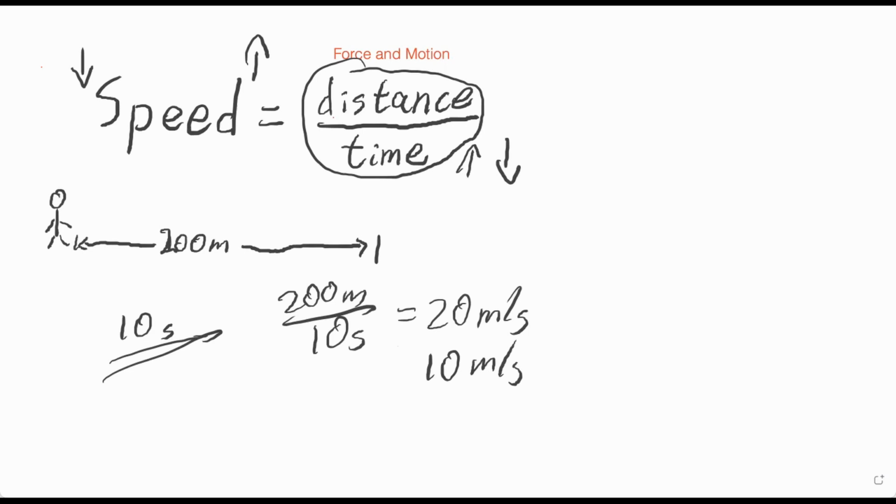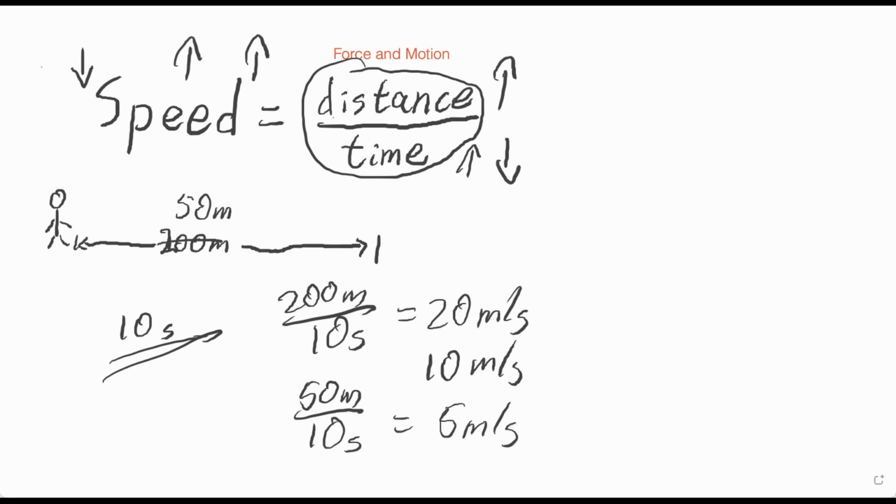Or if it decreased to 50 meters, so you traveled 50 meters in 10 seconds, then it would be 5 meters per second. As you can see from this, if the distance increased while the time remains the same, speed also increased. If its distance decreased while the time remains the same, speed decreased. So it's directly proportional. To better describe the motion of an object, you could utilize a DT graph.